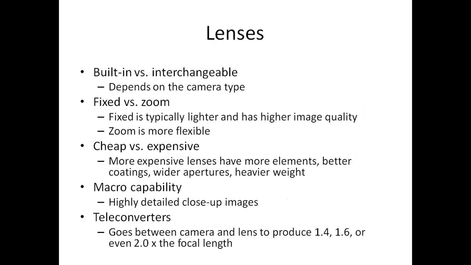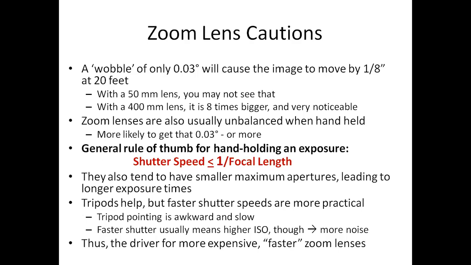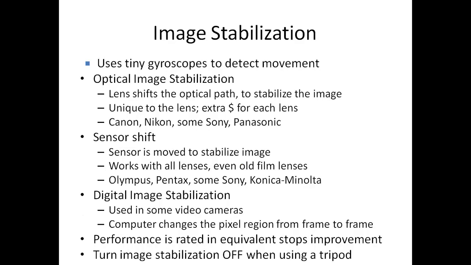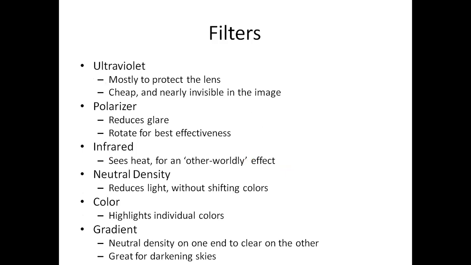Most DSLR lenses: built-in versus interchangeable, fixed versus zoom, cheap versus expensive, macro capability, teleconverters. Similarly, there are zoom lens cautions and a general rule of thumb. Image stabilization can be optical or digital, and performance is rated in equivalent stops of improvement. Filters include ultraviolet, polarizer, infrared, neutral density, color, and gradient. Ultraviolet is mostly to protect the lens, cheap and nearly invisible in the image. A polarizer reduces glare; rotate for best effectiveness. Neutral density reduces light without shifting colors. Gradient neutral density is dark on one end and clear on the other.